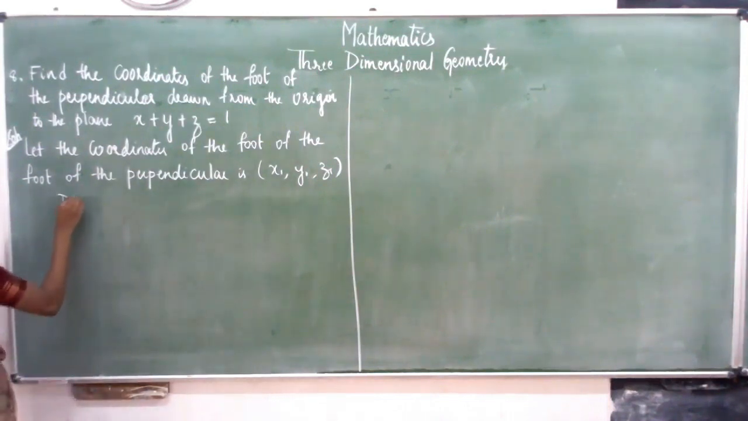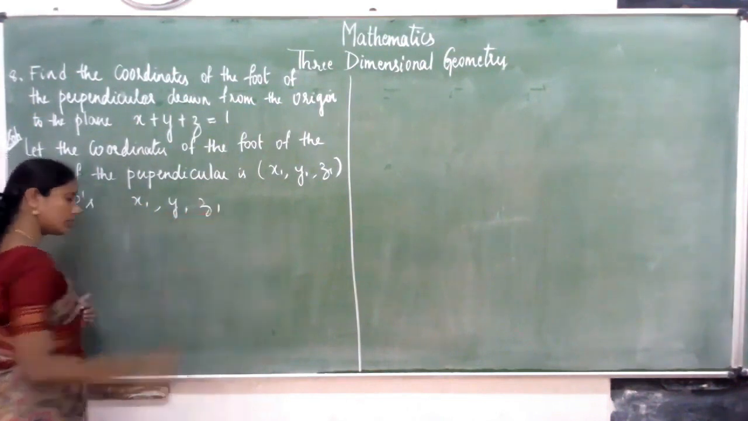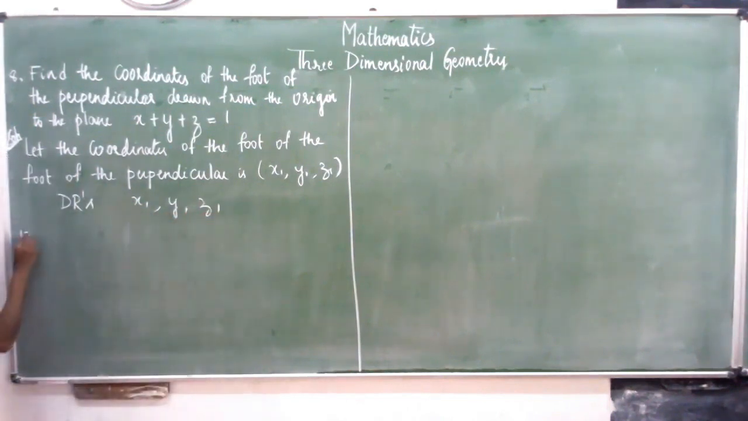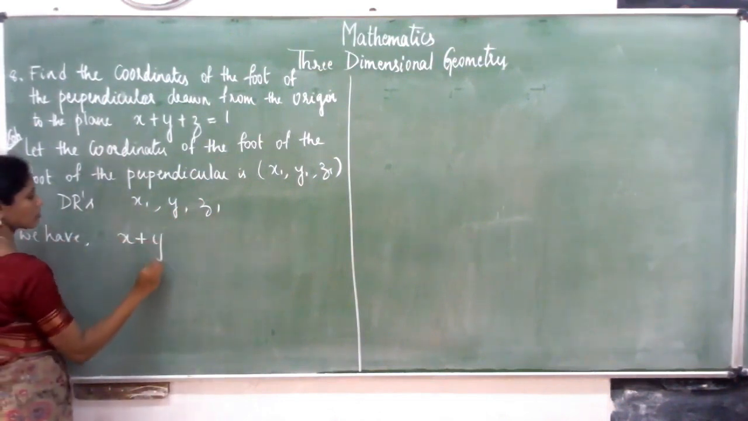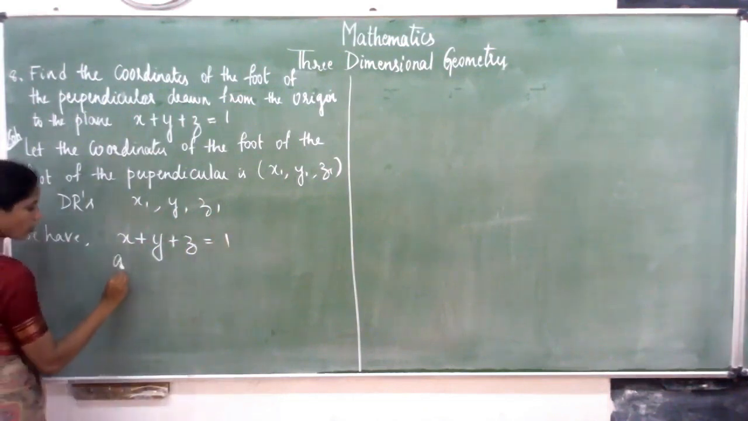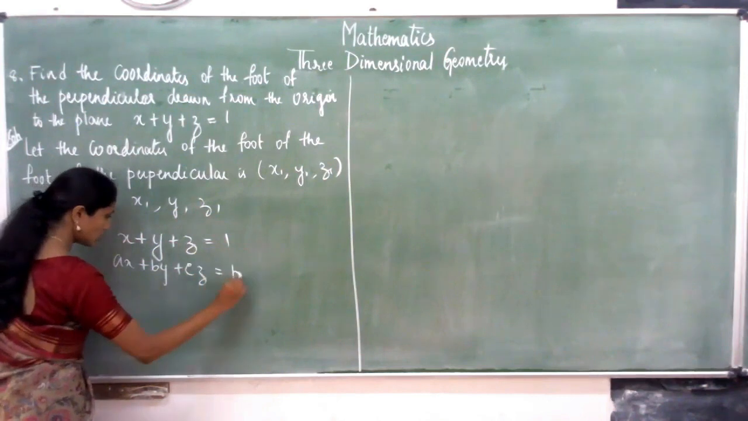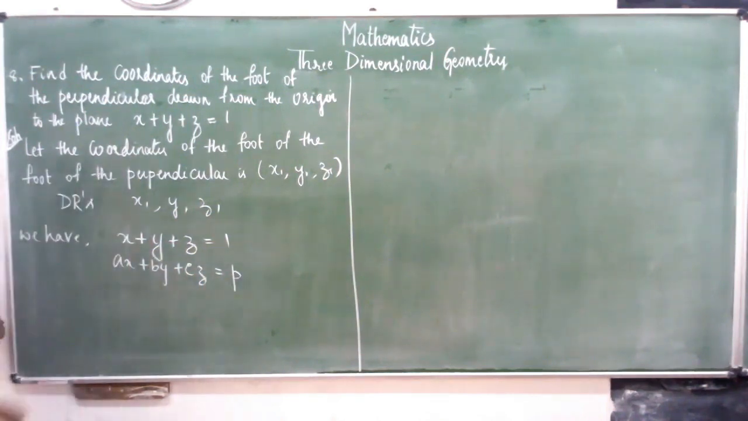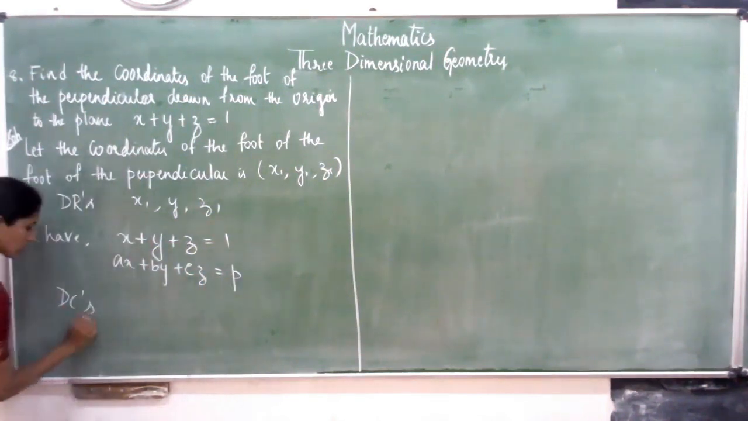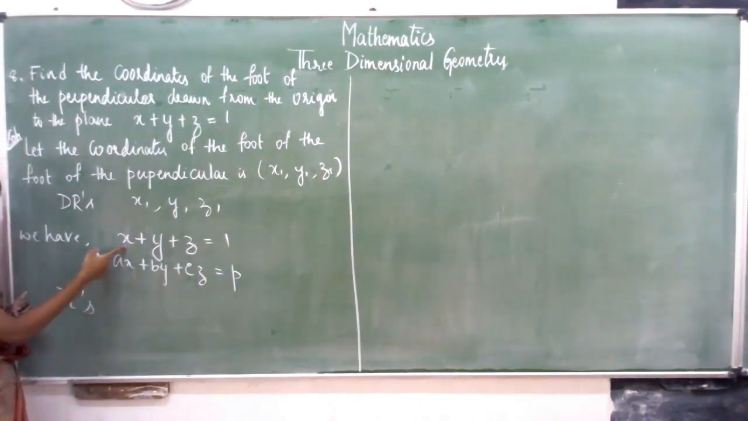Therefore, the direction ratios will now be equal to x1, y1 and z1. So we have the equation of the plane, which is given by x plus y plus z is equal to 1. This is in the form of ax plus by plus cz is equal to p. Okay, let us find the direction cosines.